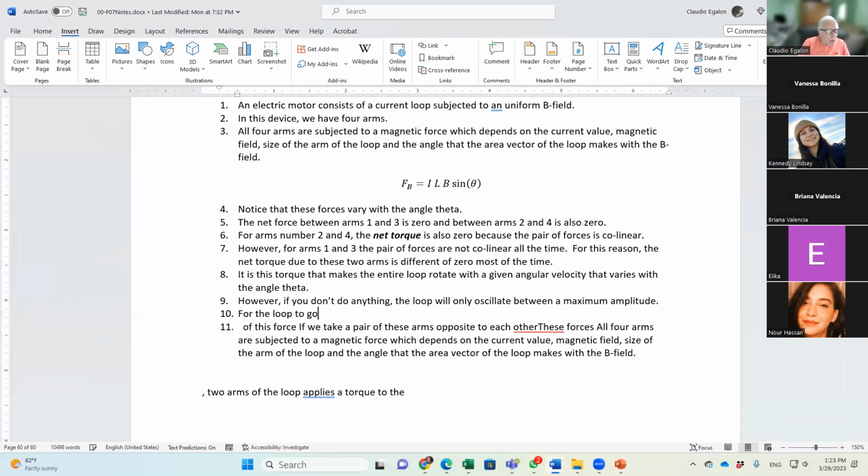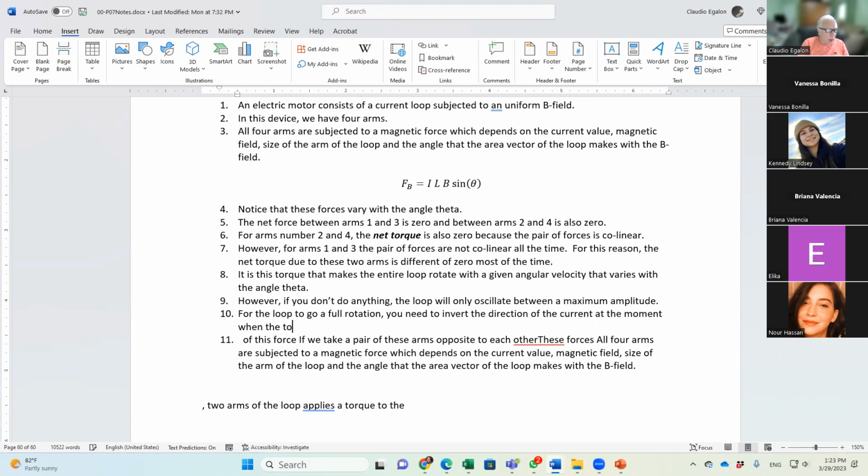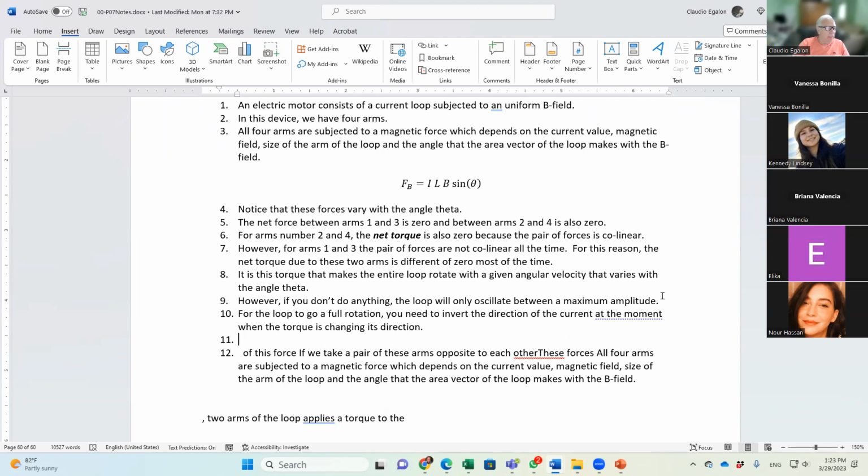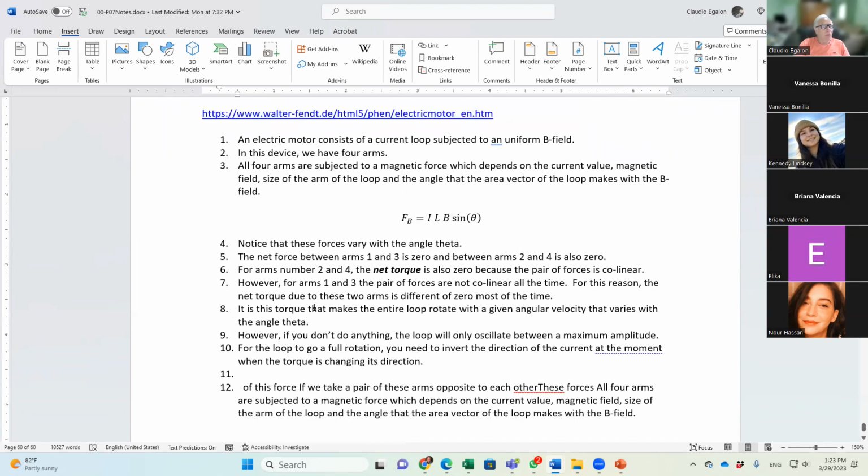For the loop to go a full rotation, you need to invert the direction of the current at the moment when the torque is changing its direction. So an electric motor consists of a loop subject to a uniform B field. Let's see if we can improve that.